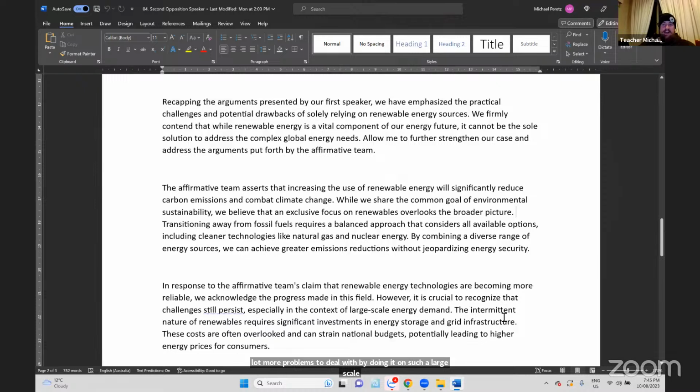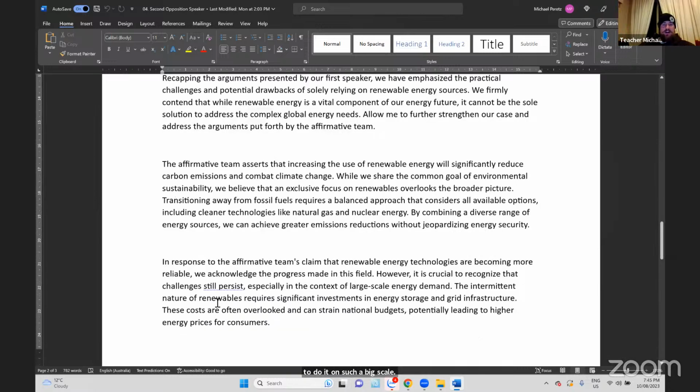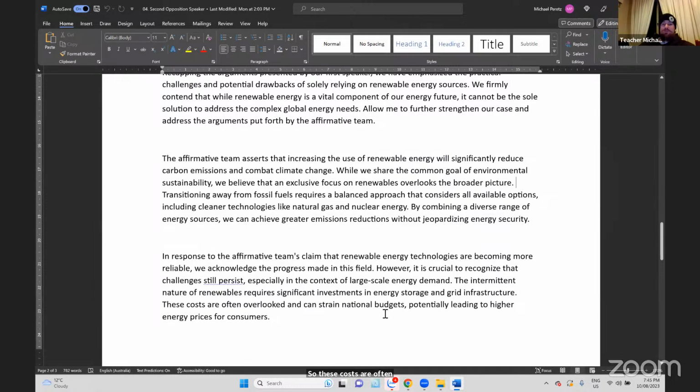The intermittent nature of renewables requires significant investments in energy storage and grid infrastructure. So again, going back to the cost, it's going to be very expensive to make sure that we have enough batteries to hold all the energy that we store. And there's going to need to be a lot more equipment used to do it on such a big scale. So these costs are often overlooked and constrain national budgets, potentially leading to higher energy prices for consumers.